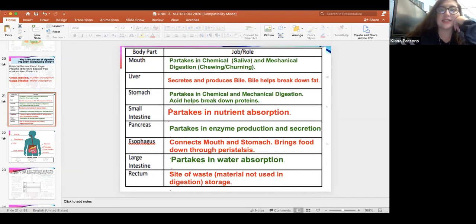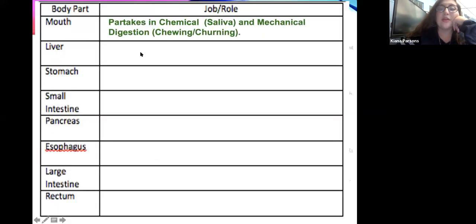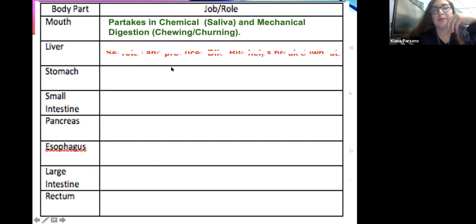So we have the mouth. The mouth partakes in chemical digestion via saliva and mechanical digestion via chewing and then churning that happens in our mouths and then later in our stomachs. The liver secretes and produces bile, and that bile helps break down fats. So again, the liver is one of the accessory organs of the digestive system.